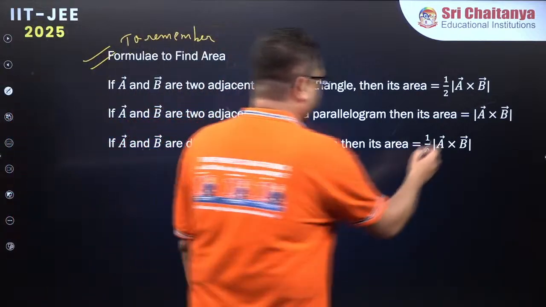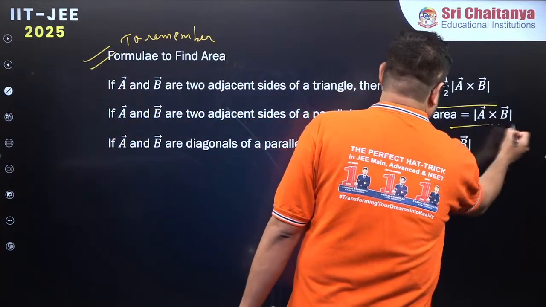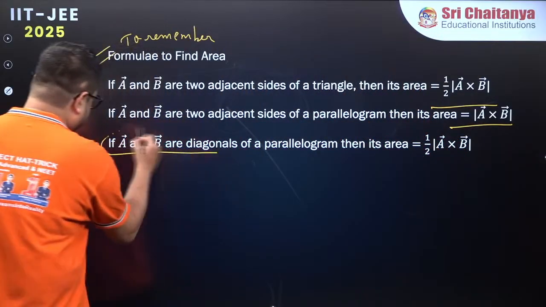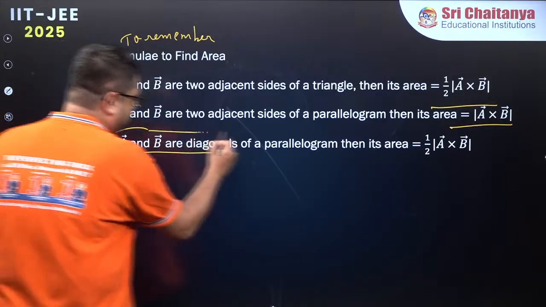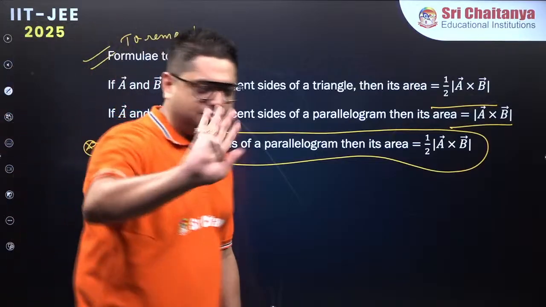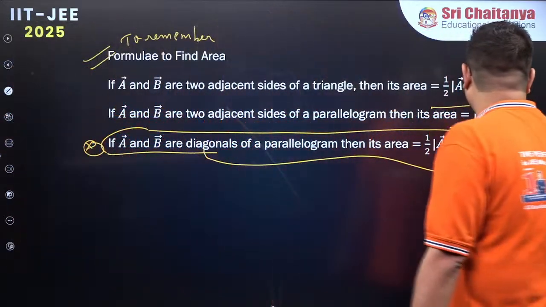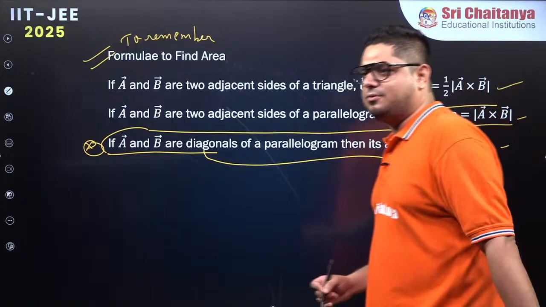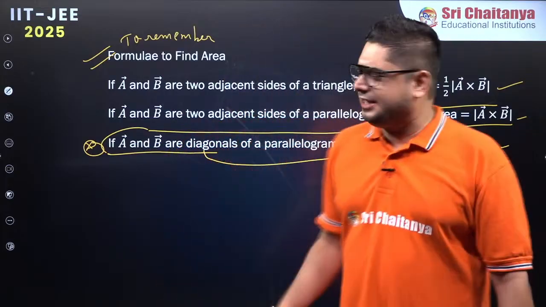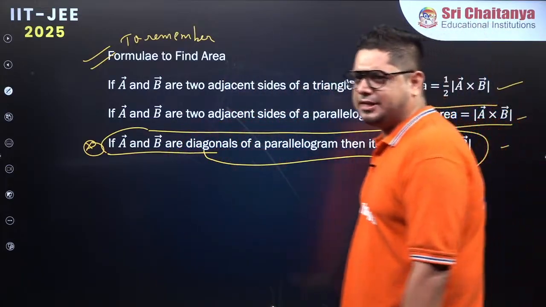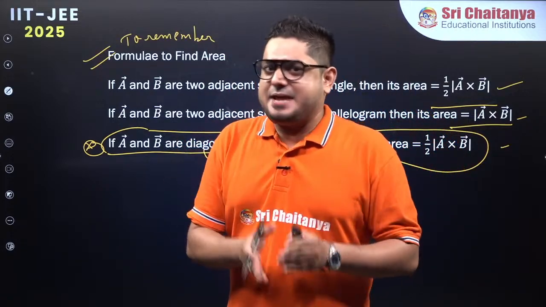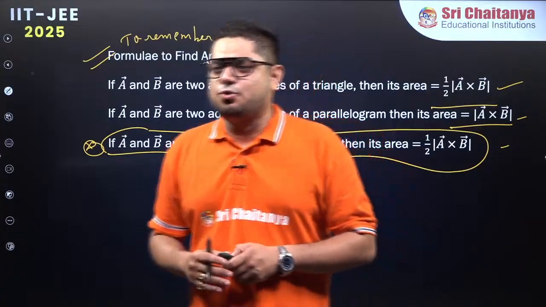Half into A cross B for the area of a triangle, and for a parallelogram it has to be A cross B. And if the diagonals are given, there is an extra formula over here: the area is going to be half into the cross product of the diagonals. These three formulas are very, very important. You should note them down in your notebook. This is how we follow these rules to find the area of a parallelogram and the area of a triangle. But yes, only if they give you A and B in vector form can we do it like this, isn't it?